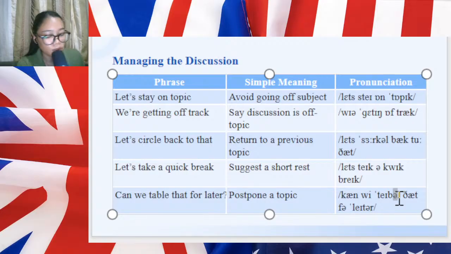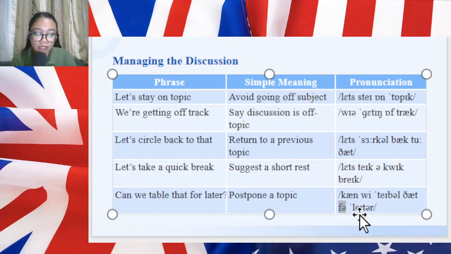So it's a short, quick, unstressed syllable sound. Vowel sound, and then ends with an L sound. Then followed by that, we're familiar with that, right? The word that, which has a voiced th sound. And then for, with a short schwa sound.